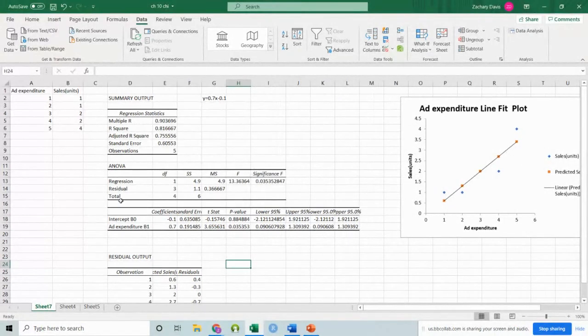So pretty easy to generate in regression. You'll see that it also generates an ANOVA because the ANOVA and regression are very closely correlated. You'll see that the ANOVA model, the significance F, is the same in this instance because it's simple linear regression as the p-value for our beta 1.